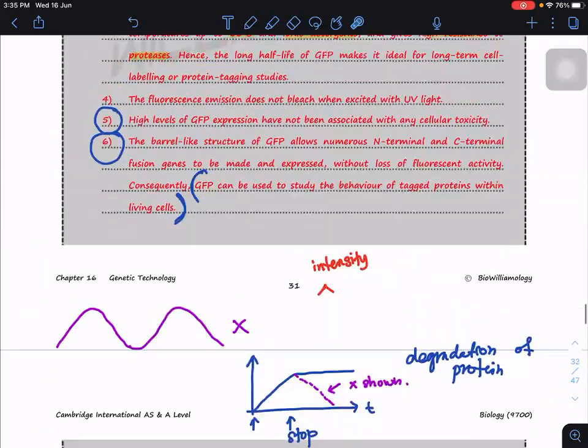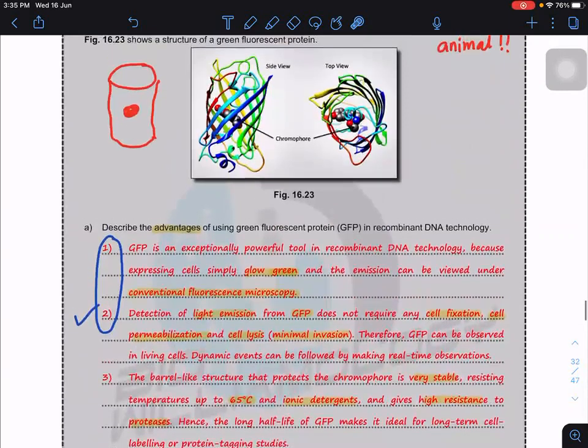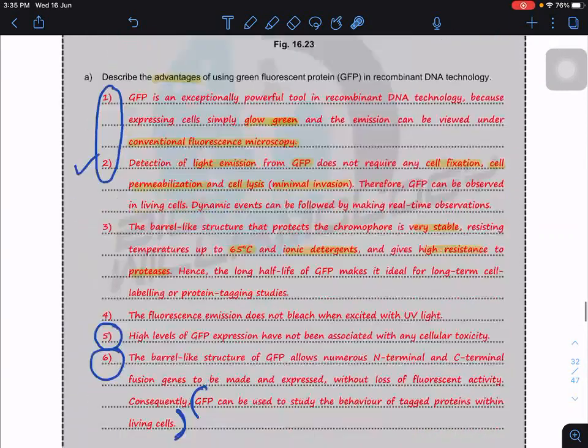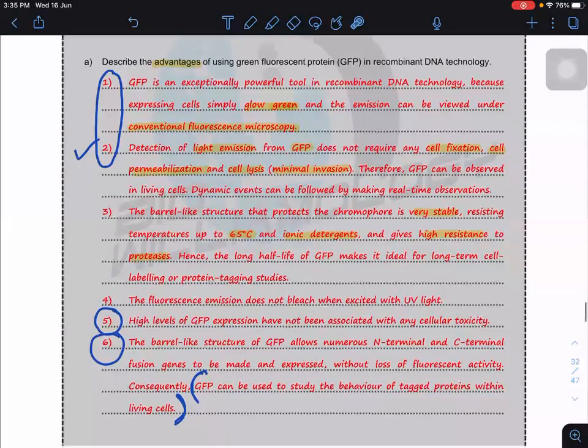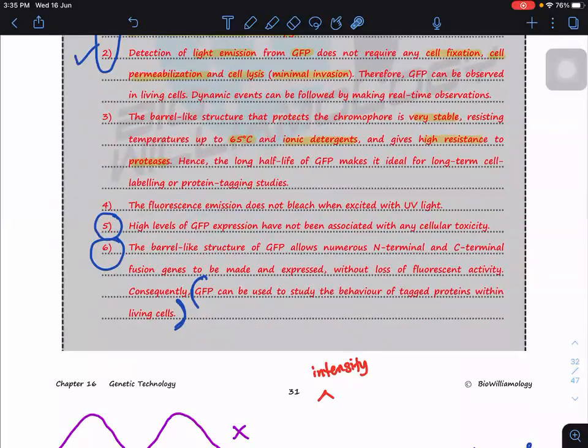So what you need to know for the green fluorescent protein is that generally it is very minimal invasion. We do not need to kill the cells in order to view the expression, and we do not need to use a very sophisticated device to check on the signal. We can use the fluorescent microscope, or even the UV lights can help us to detect already. Also, high levels of GFP expression have not been associated with any cellular toxicity. The problem here is not because of green fluorescent protein, but UV. UV is the one that may kill the cells, but not the green fluorescent protein.